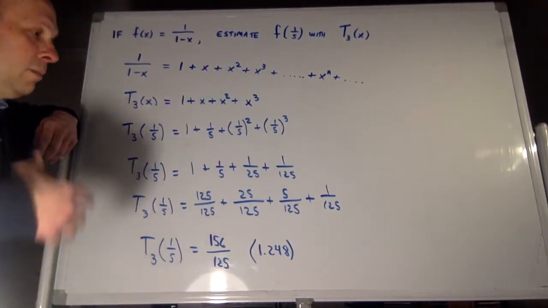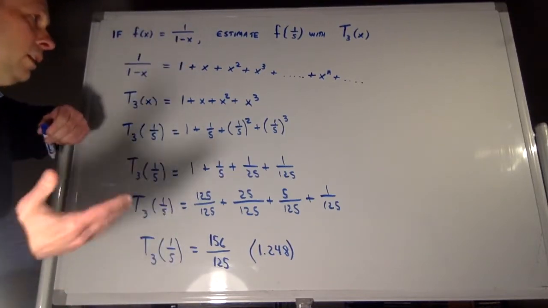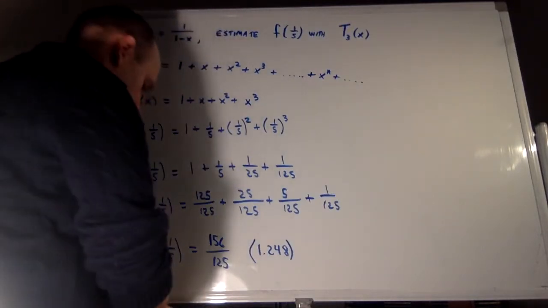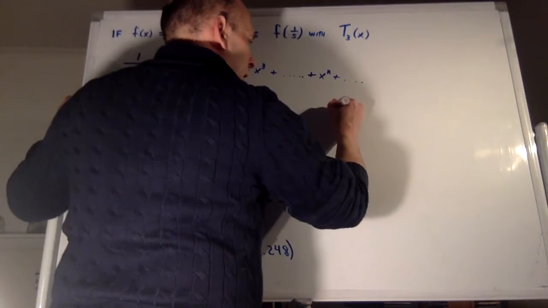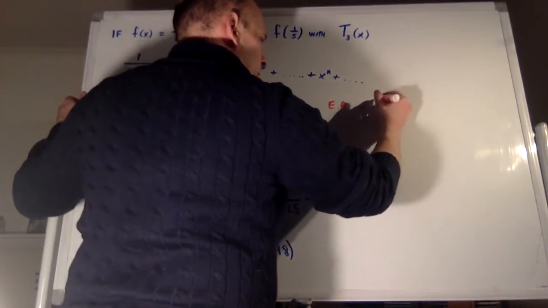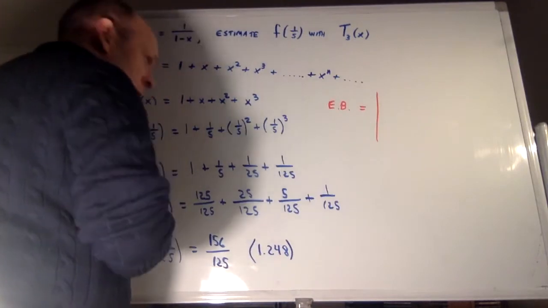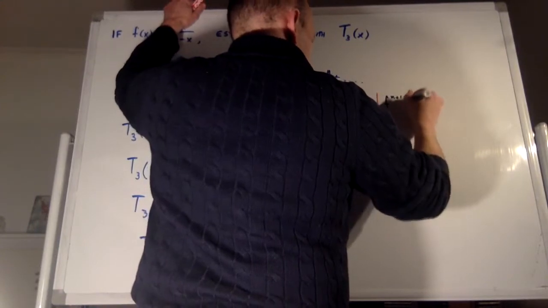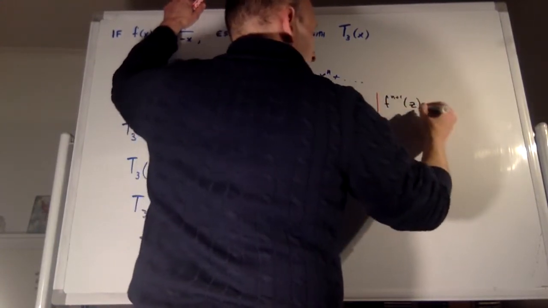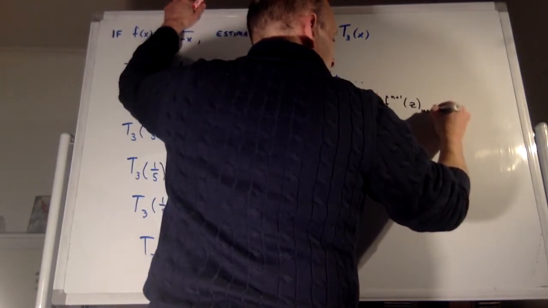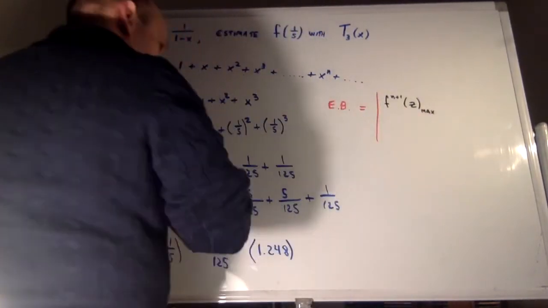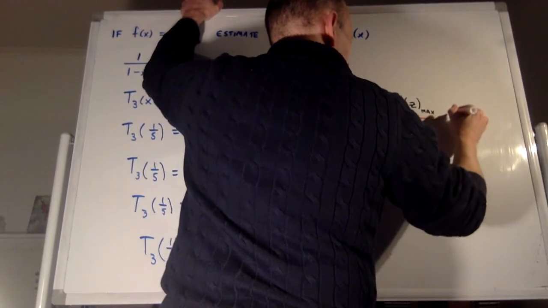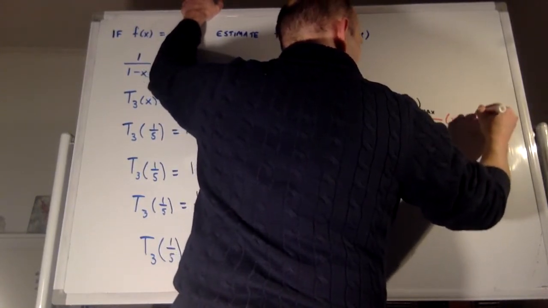So how do we get this mysterious error bound here? All right, well, here's what we know. We have this expression: our error bound is equal to the absolute value of the n plus 1th derivative, evaluated at mystery number z, but we're going to maximize this, and then over n plus 1 factorial times x minus a to the n plus 1.